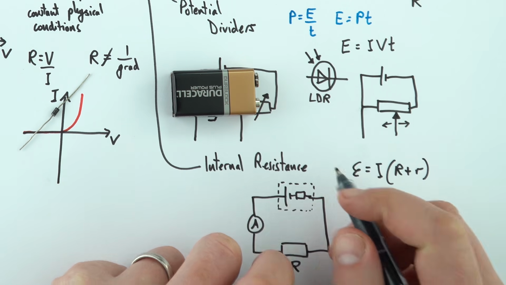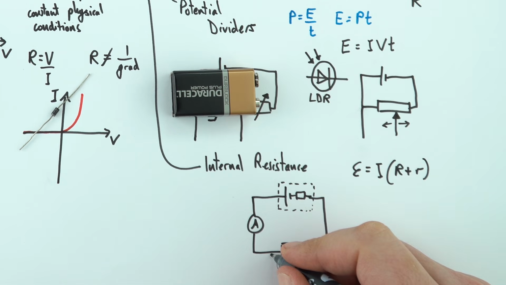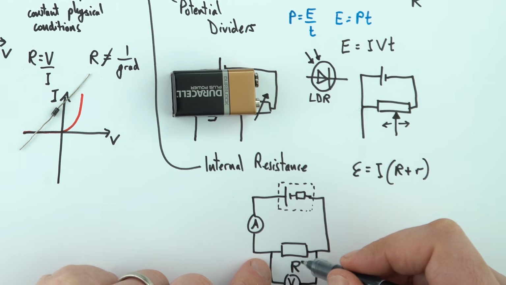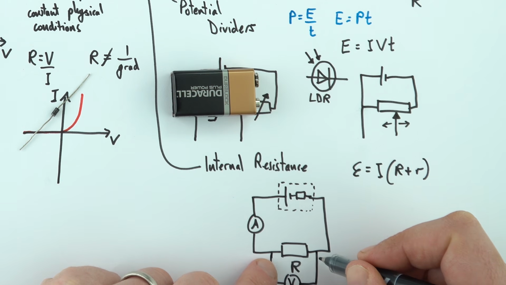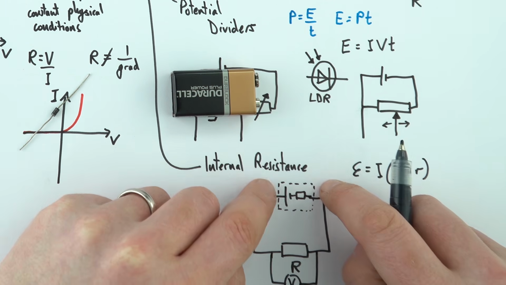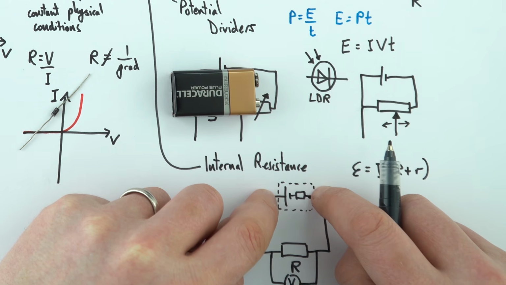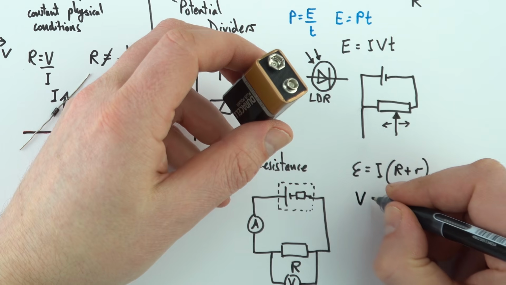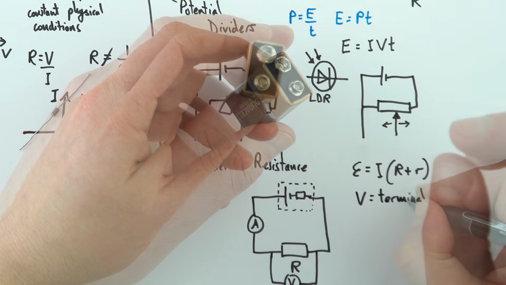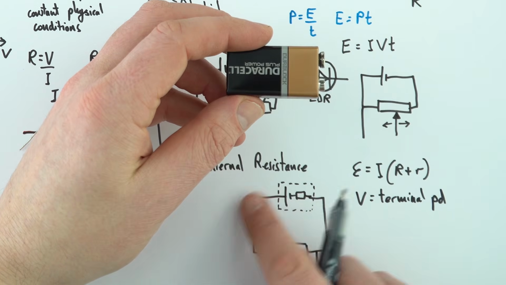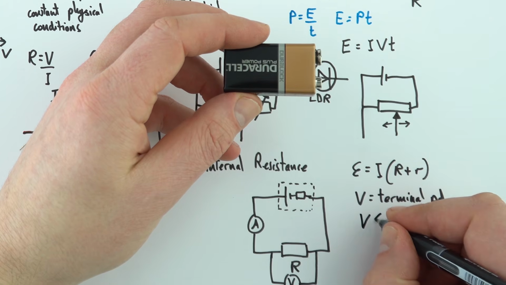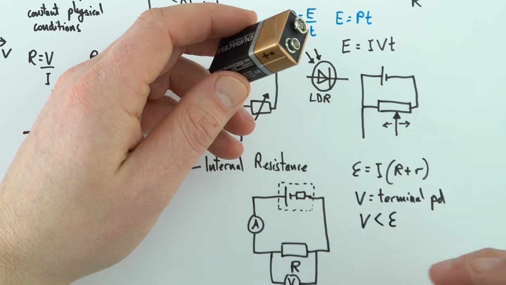Now what we can do is a bit of practical work, and we can measure the potential difference either across the external part of that circuit, or effectively this is the same as having that voltmeter across the terminals of the battery. And what we're actually measuring here, V, is our terminal PD. And effectively, as soon as we have a circuit where there's a current flowing, this terminal PD is going to be less than the theoretical maximum EMF.